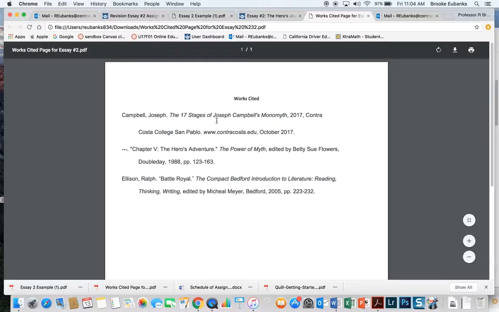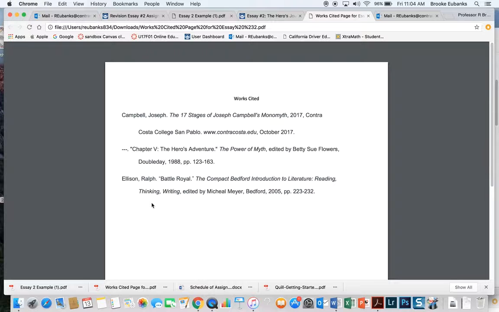So the first one was the 17 stages chart. The second one, there's no name here because Campbell is being used again, and that is how you cite an author that is being used the second time. And that is the chapter. And then the third one is Ellison's Battle Royal. So it's frustrating when these pages look ugly or they are not done correctly because most of the work has been done for you. Dun, dun, dun. You needed to only fit in your outside source that you found and used in the essay.